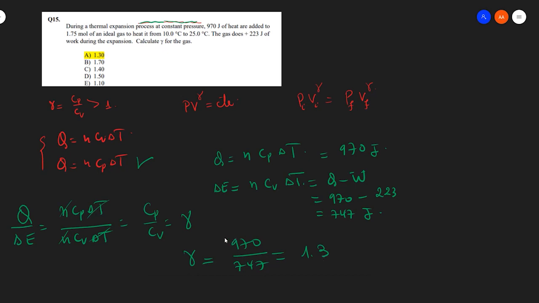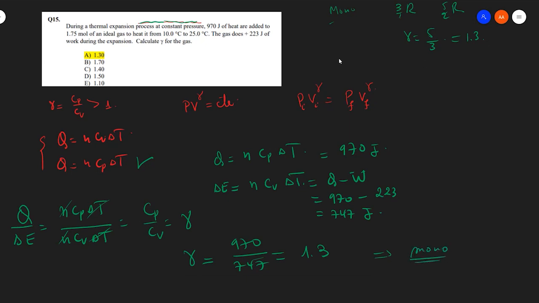So what will you do whenever they ask you this question? Is it monoatomic, diatomic, or this one? Either you calculate CP, or you calculate CV, or if you have access to gamma, like here, you say that CV is 3 over 2R, and CP is 5 over 2R for monoatomic. So when you do the ratio, gamma is equal to 5 over 3, which is about 1.3. So the gas is monoatomic.